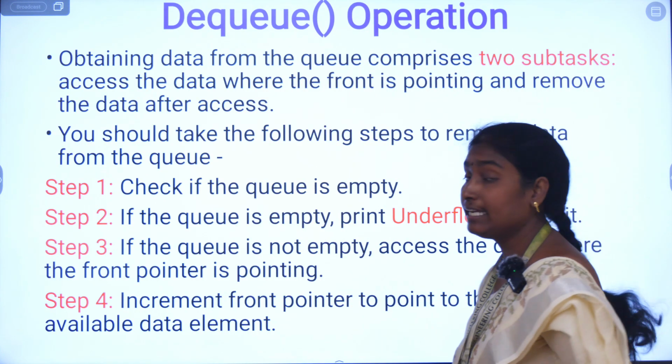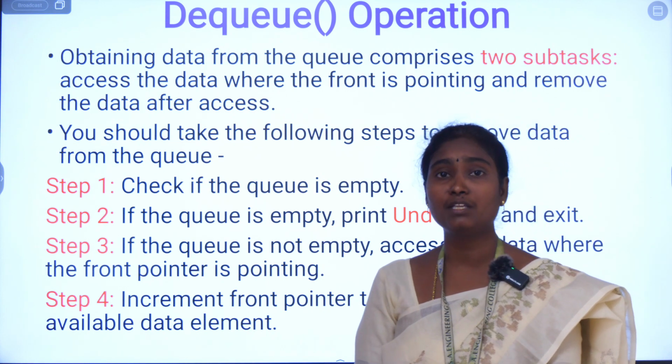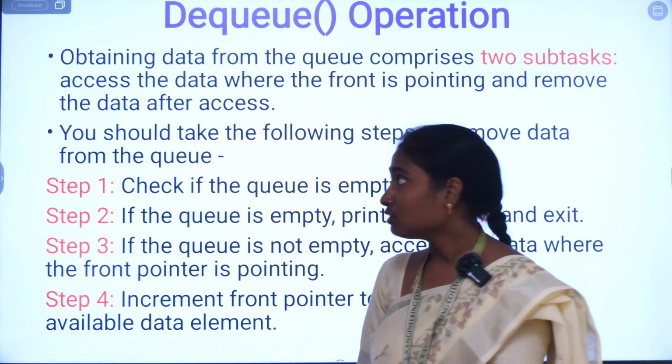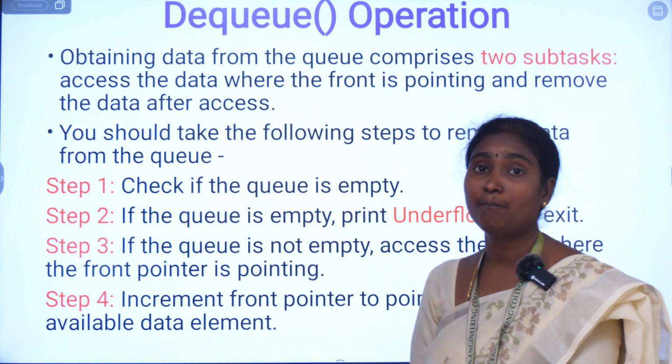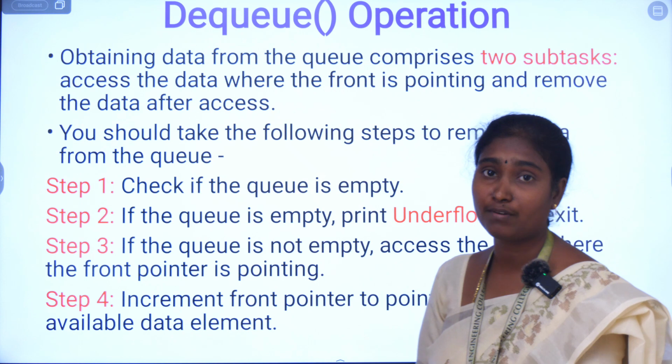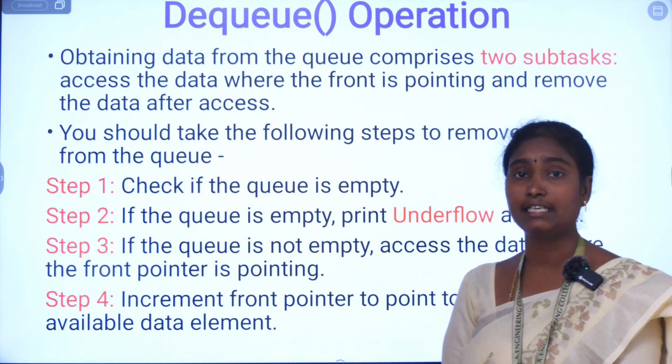Next one is DQ operation. DQ operation is mainly used to perform deletion in a queue. Here you are going to perform two subtasks. First, before you delete an element from the queue, you have to access the element, then you have to delete it.